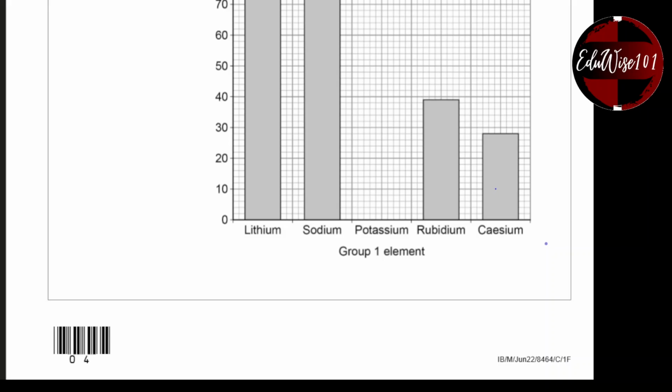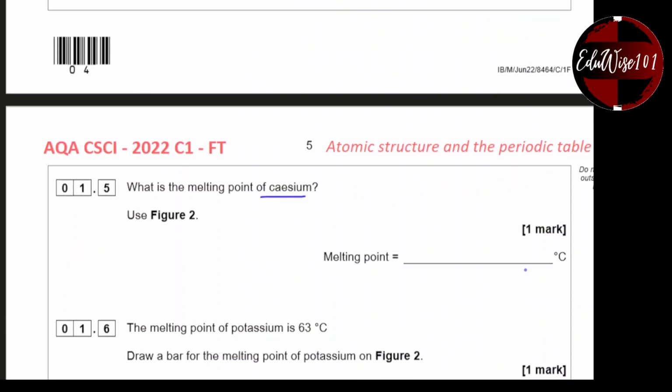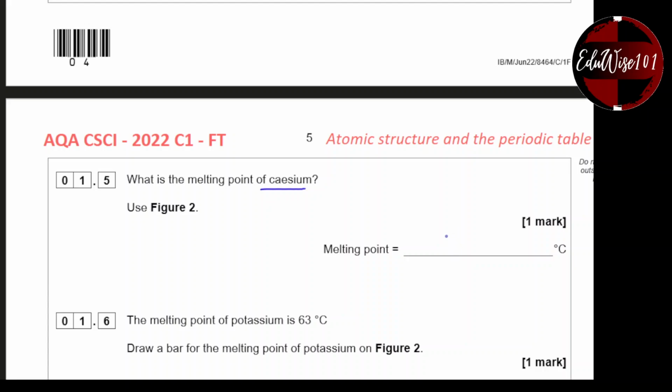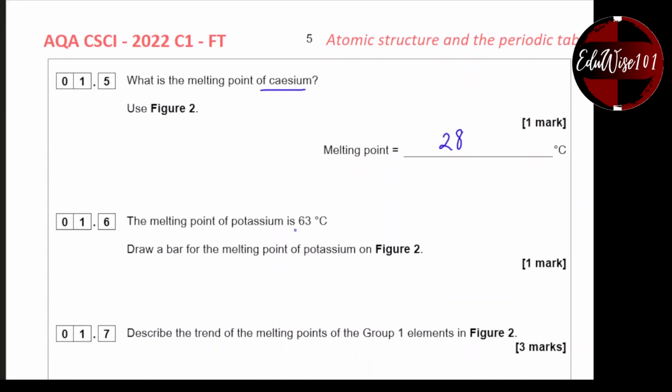Now, I would use a ruler to draw a straight line. Find out what that is. Now, between 0 and 10, there's 5 boxes. So if I divide 10 by 5, I will get 2, which means each box is 2. So that means the bar is just one box below 30. So that will be 28. So the melting point of cesium is 28.